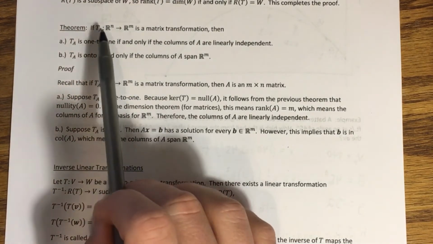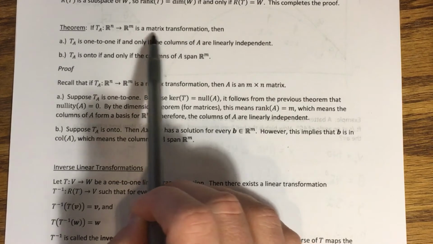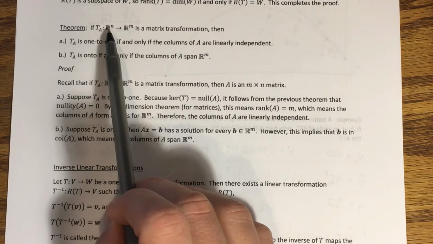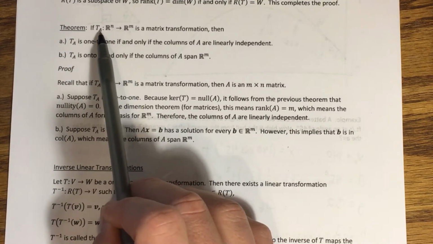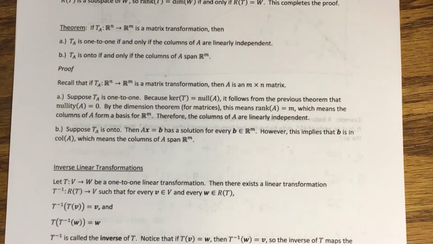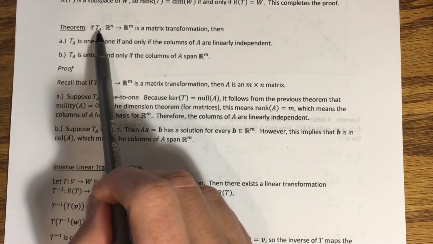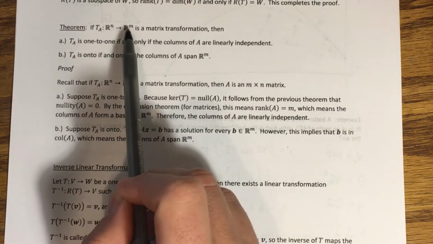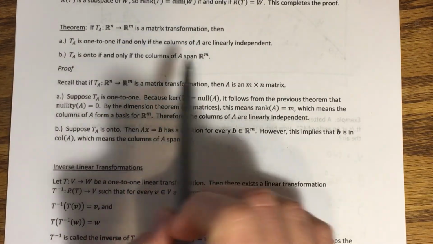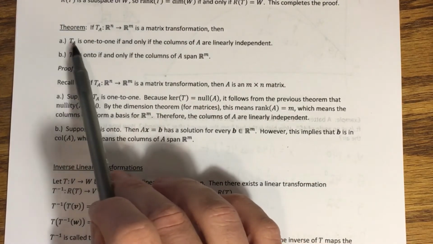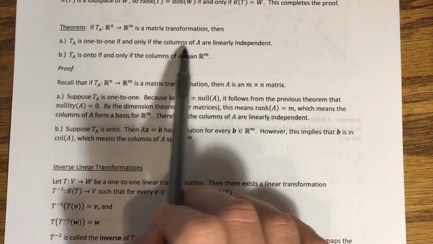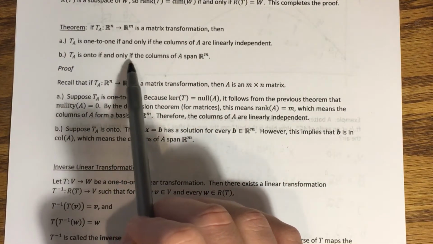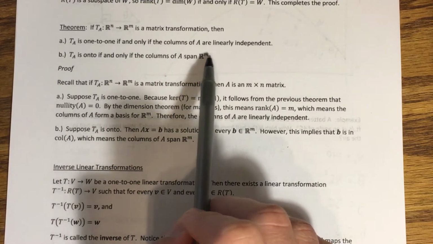So if T sub A is a matrix transformation specifically from Rn to Rm, and remember what this does is it takes vectors from Rn, multiplies them by the matrix A, which is a specific m by n matrix that you would have chosen for this transformation, and after that multiplication, you get a vector in Rm. Then T_A is 1-to-1 if and only if the columns of A are linearly independent. And T_A is onto if and only if the columns of A span Rm.